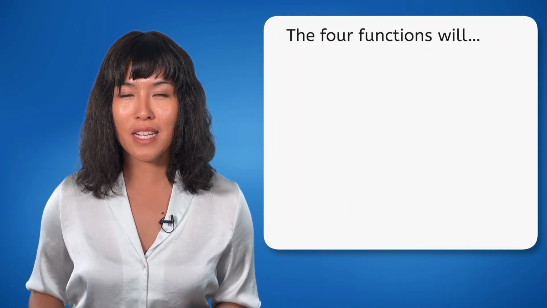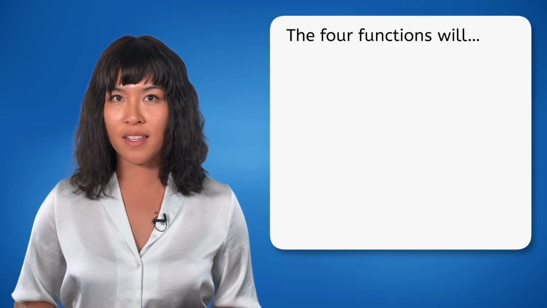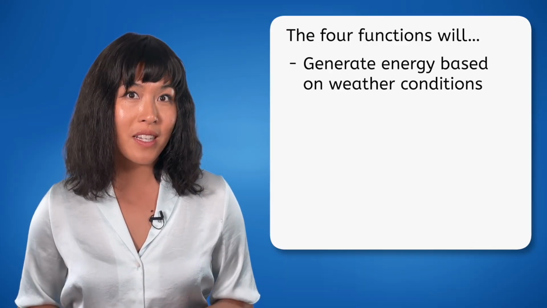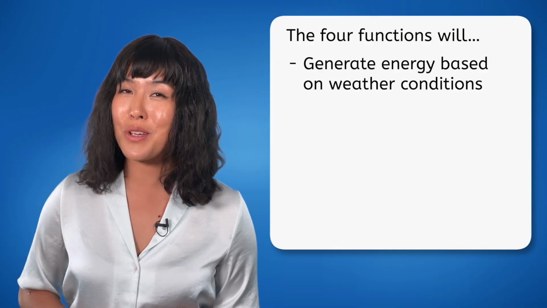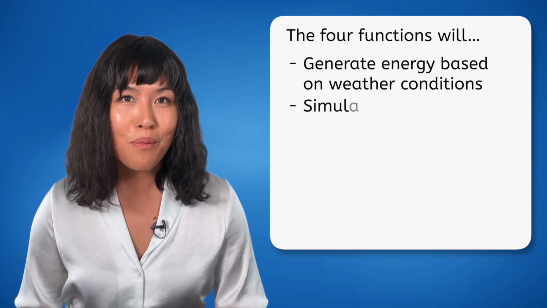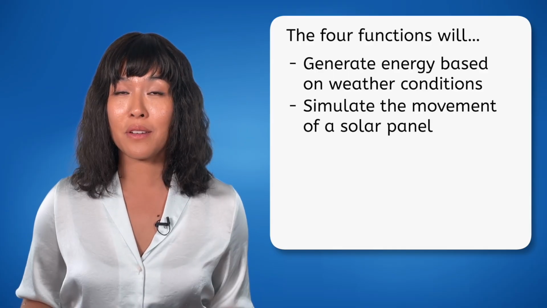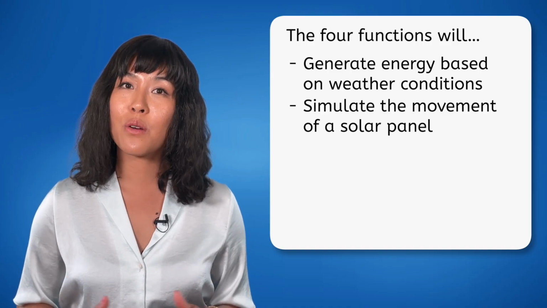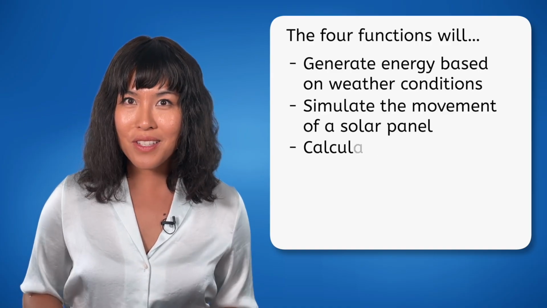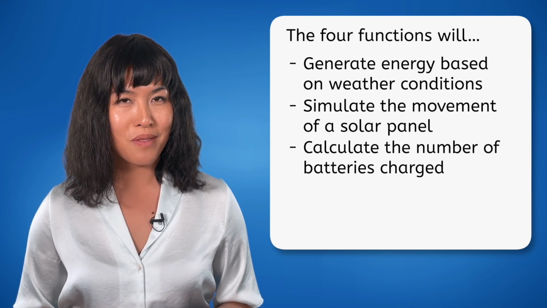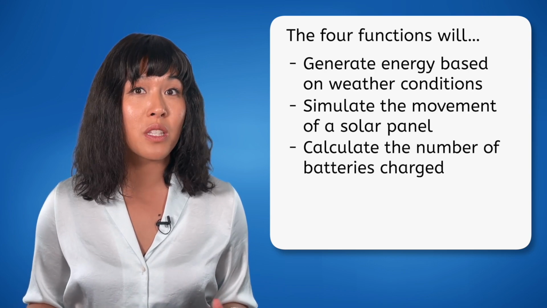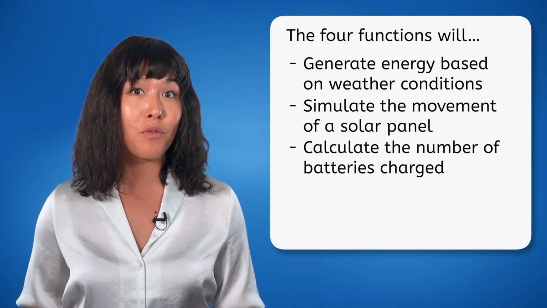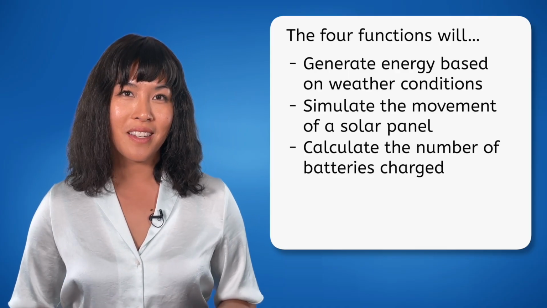For our project, our functions will do 4 things. Generate energy based on weather conditions. Different conditions will generate different ranges of power. Simulate the movement of a solar panel. The solar panels may be moved to areas of shade, clouds, or sun. Calculate the number of batteries charged. A battery can hold 50 units of energy, so we'll determine how many batteries are filled from the energy retrieved.